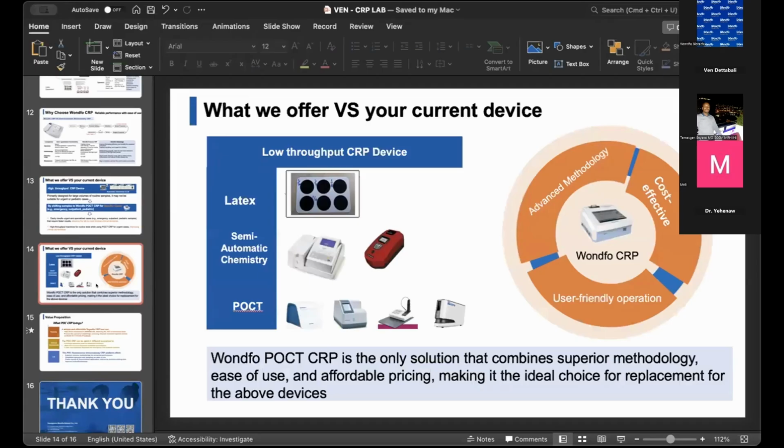OneFu CRP testing solution brings together the best of technology, usability, and affordability. So whether you're in a large hospital, a rural clinic, or a disaster response zone, this compact yet powerful tool meets your diagnostic needs. So it also aligns with the WHO's ASSURED criteria, that is affordability, sensitivity, specificity, user-friendly, should be rapid, equipment-free, and deliverable to our end users.